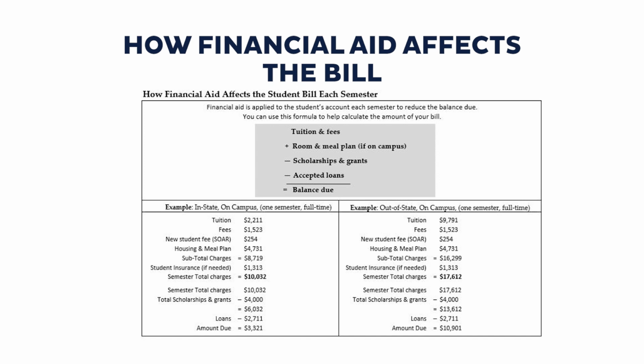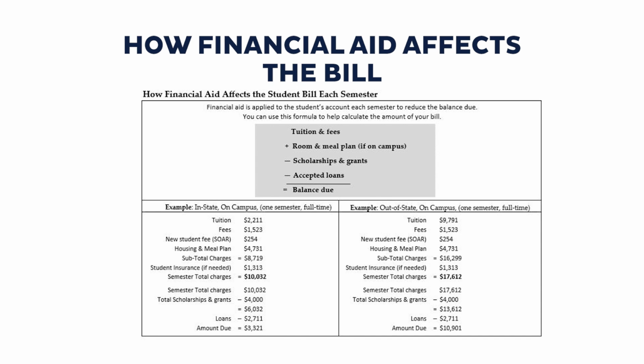One of the questions that we get most often is how to use the financial aid to pay the bill. Here's an example of how financial aid affects the bill. Each semester, students register for classes and get assessed charges for tuition and fees. If you have applied for a residence hall and meal plan, those and any other charges such as the new student fee or health insurance are included as well. Financial aid is applied to the student's account for each semester to reduce the balance due.